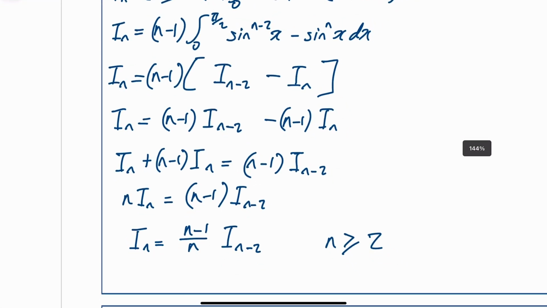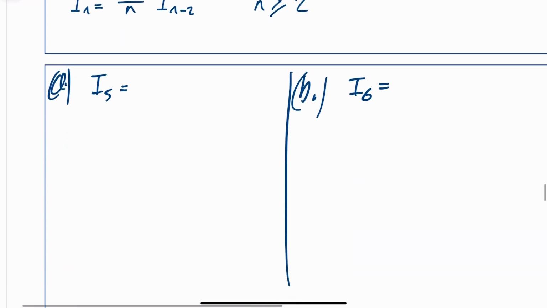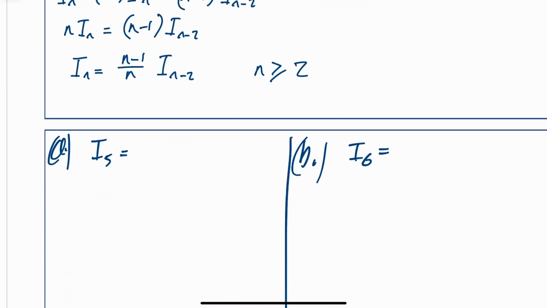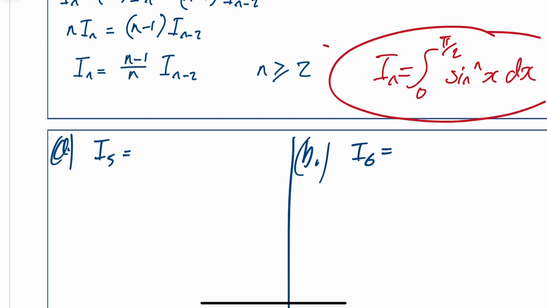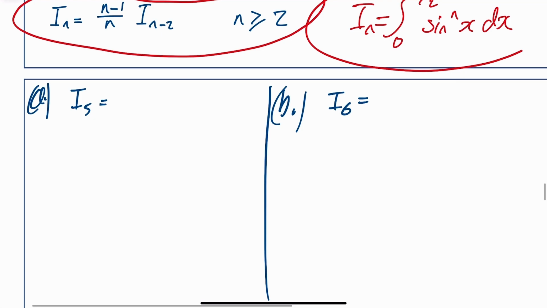We now need to use this reduction formula. So we had to do two things. We defined In, and we're also going to write down what my original thing was here so we can see it. Originally, In was equal to the integral from 0 to pi over 2 of sine to the power n of x dx. So we'll need to use this and this to do these questions here. I'll leave those there so we can see them. Okay, first thing we want to do is find I5.